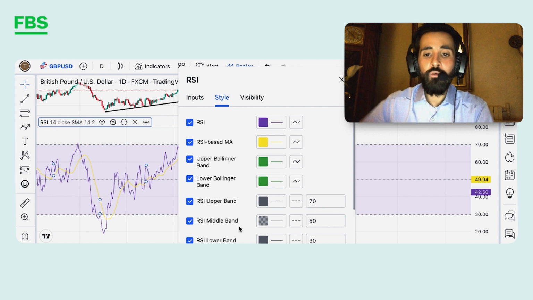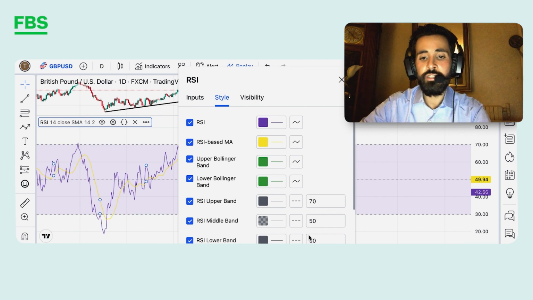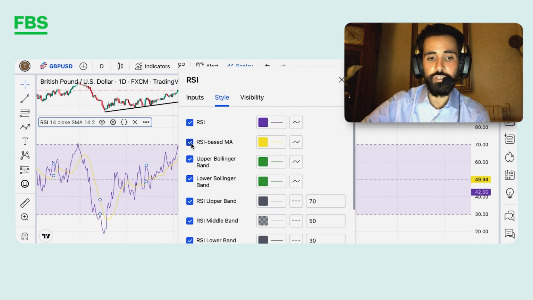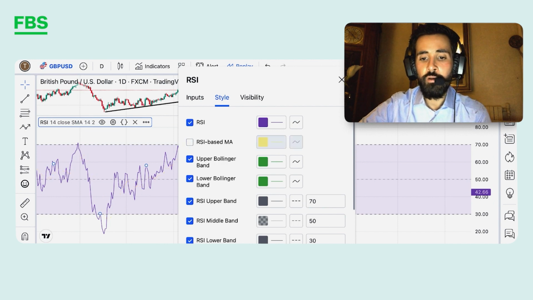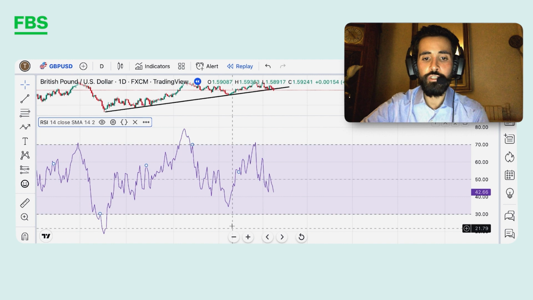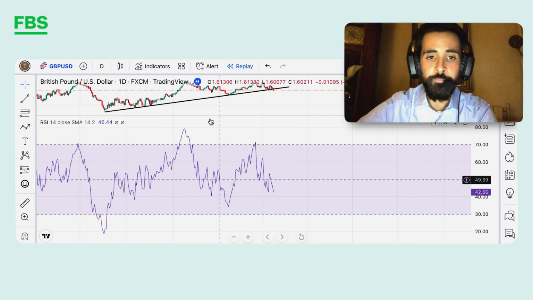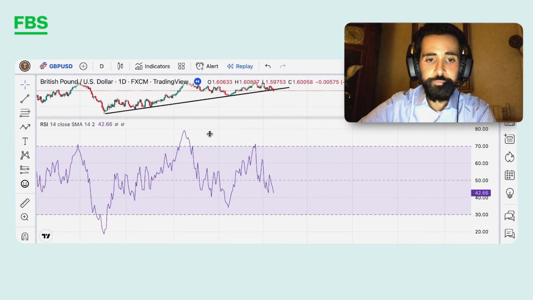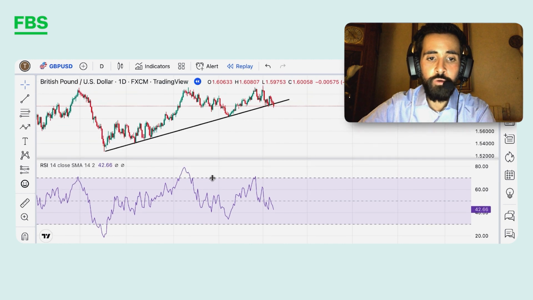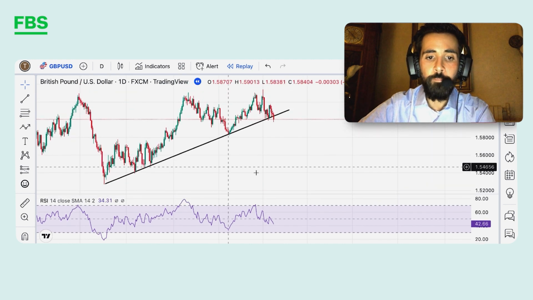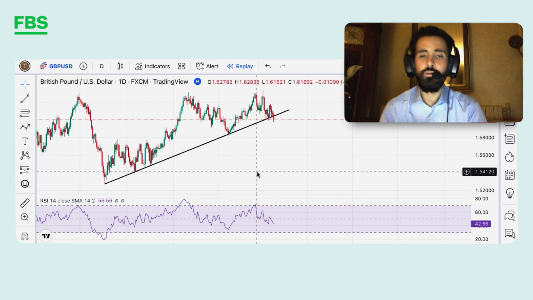But for now we're just going to be sticking to our 70 and 30, and we're just going to untick the RSI based moving average, which is the yellow line, just to not make it more complicated and just have a clean looking oscillator. And in this video we're going to concentrate on the most important thing, or the best way to use the RSI, which is RSI divergence.